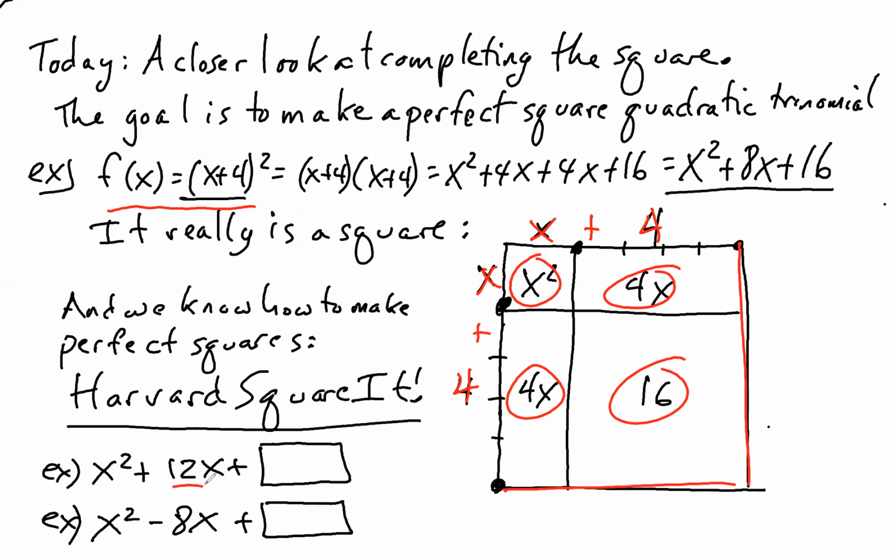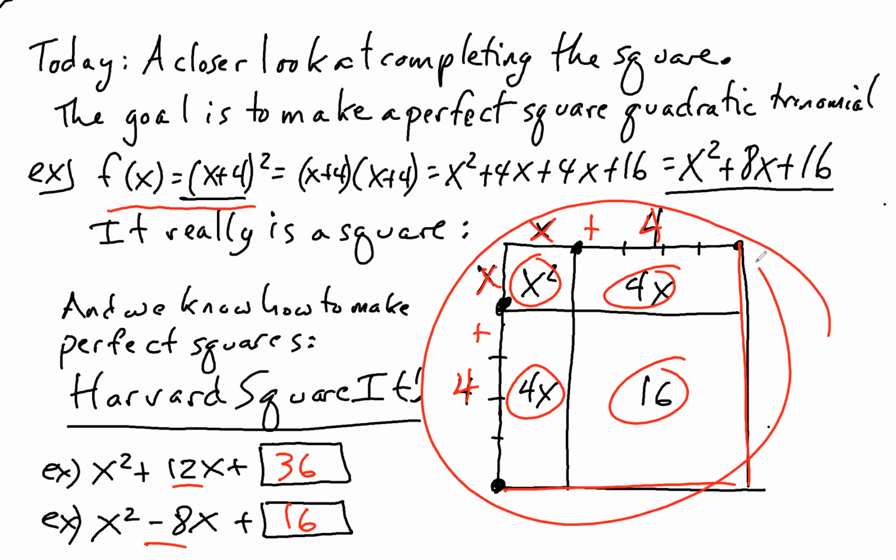For instance, down here, I would take 12, the linear coefficient, halve it, and square it. Of course, 12 over 2 is 6. 6 squared is 36. So 36 would go in the box to make a perfect square. Let's get rid of all of that. Take a look at the second one. Minus 8, half of that is negative 4, and then square that to get 16. So we know how to create perfect squares, and they actually create a square.